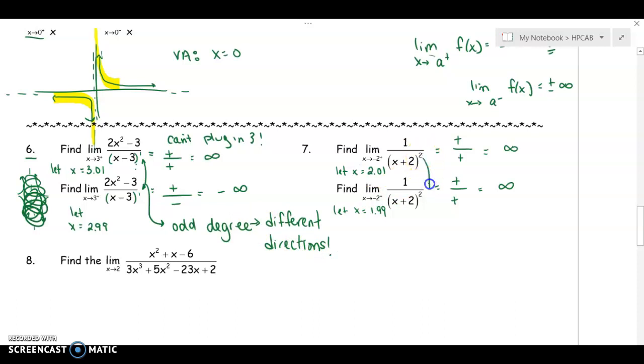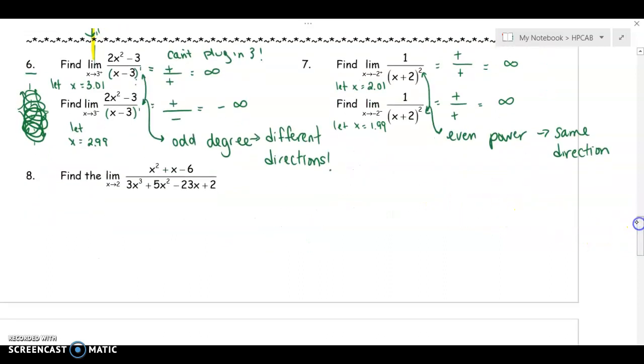With this one, you'll notice we had an even power. Okay, if you have an even power, so if this was to the 4th power, 6th power, whatever, then they're always going to go the same direction. Okay, so if this was x minus 3 to the 3rd, x minus 3 to the 5th, one would be positive and one would be negative infinity. If these were both even numbers, they're both going to be positive or both are going to be negative. They'll be the same. This last one is a real doozy.